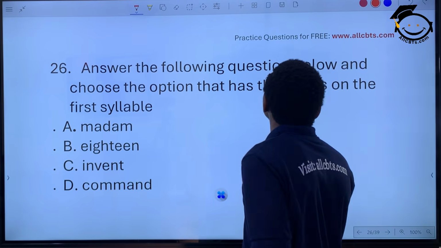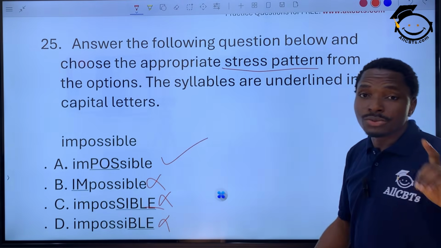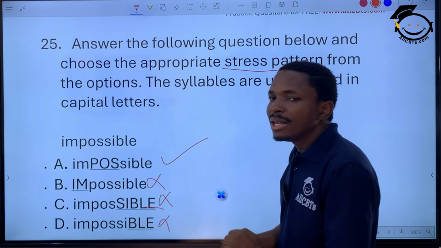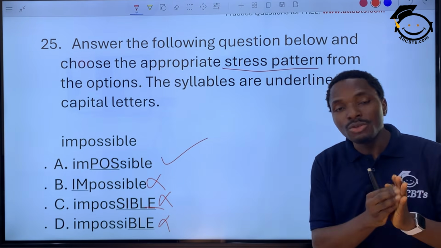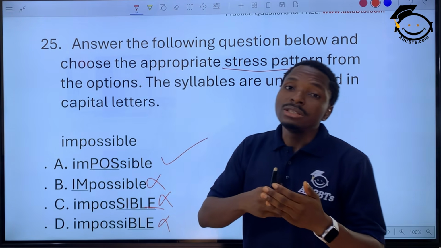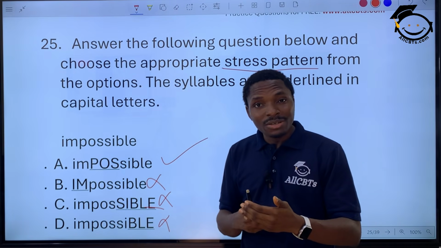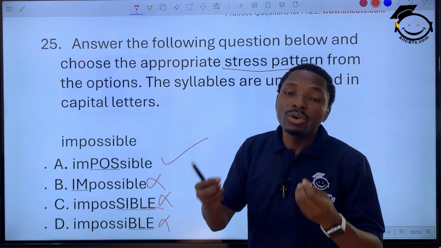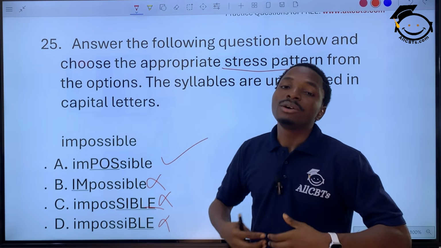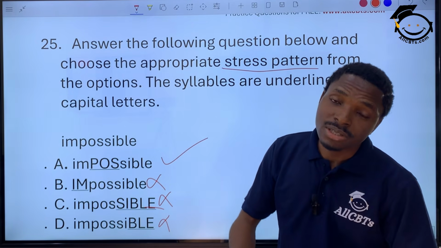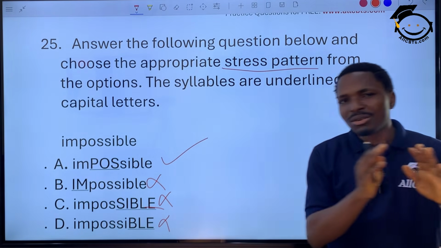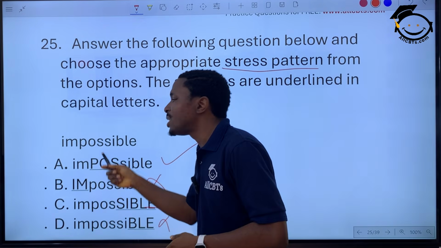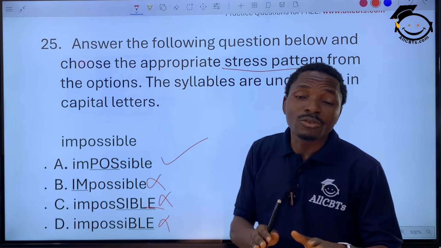26. Answer the following question below. I said I was going to tell you the rule. So the rule is that when a word has a prefix, the prefix can help to change the meaning of a word to the opposite of it. Prefixes are 2, 3, or 4 letters that we put in front of a certain word that changes its meaning completely or amplifies its meaning. So in this case, this one changes its meaning completely, makes it the opposite of what it was.